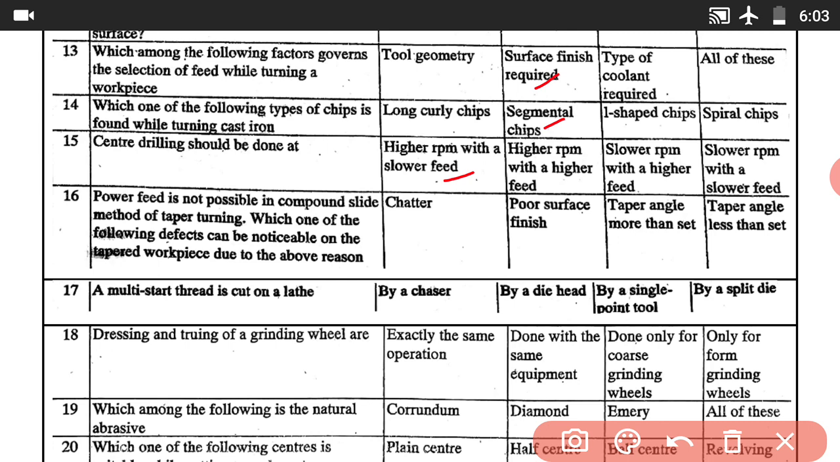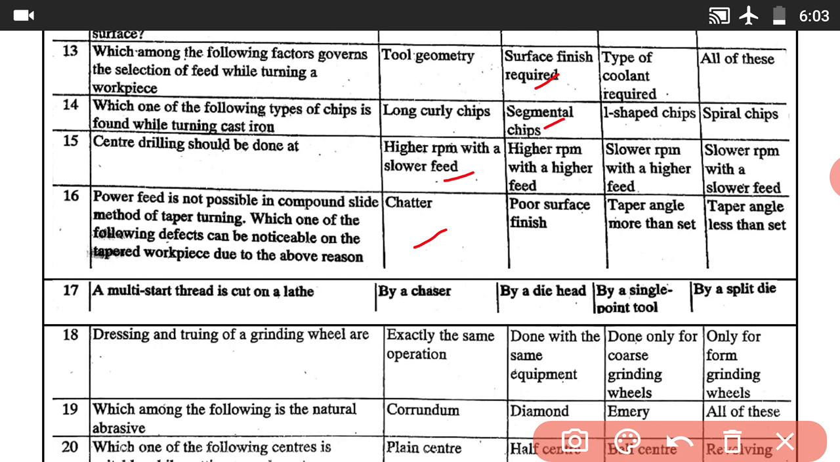Question number 16. Power feed is not possible in the compound slide method of taper turning. Which one of the following defects can be noticeable on the taper workpiece due to the above reason? This question answer chatter. Option A is the correct answer, chatter.